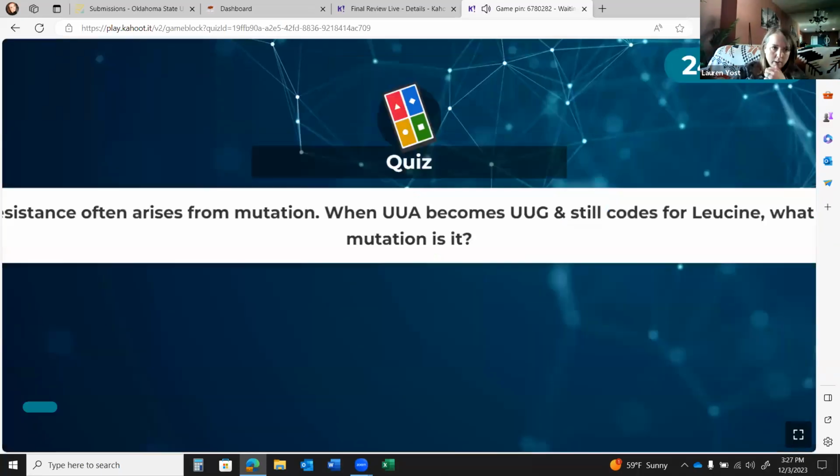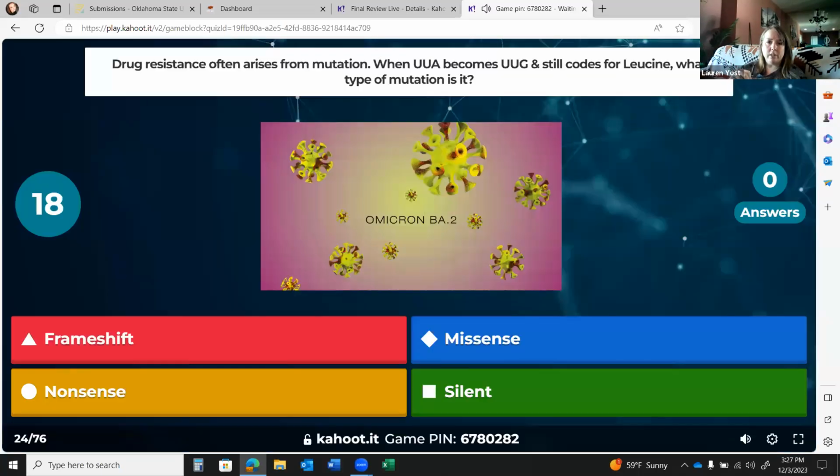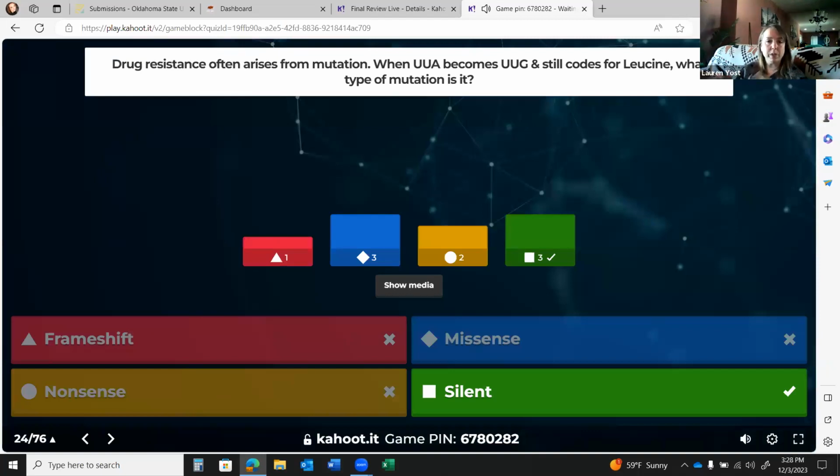Good job. Okay, drug resistance often arises from mutation. When UUA becomes UUG, but it still codes for leucine, what type of mutation is it? All right, so this one's going to be called silent.